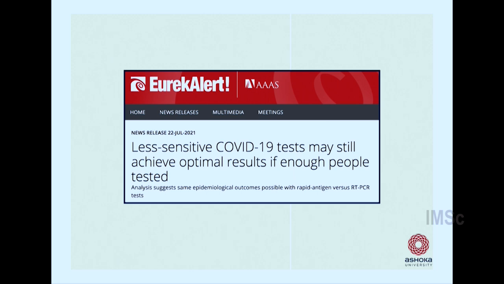The bottom line basically was that you can actually get away with not so good tests. For example, almost with all RAT tests as opposed to PCR, provided you test more. And we described exactly where the trade-off lay. How much more should you be testing for a full RAT regime to be equivalent to a full PCR regime?